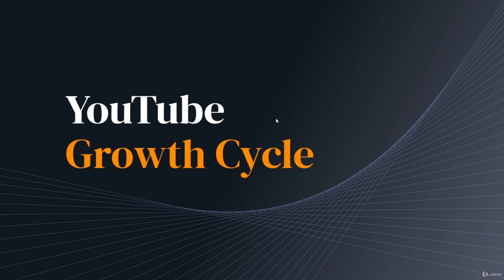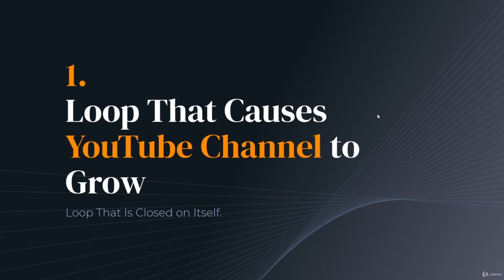So what is the YouTube growth cycle? The YouTube growth cycle is actually a loop that causes a YouTube channel to grow. This is a loop that is closed on itself. To be fair, I'm going to try to portray it to you as a single loop, but actually every single element is part of a loop on its own as well. It's a part of different loops, and every single element creates a separate loop with every other element, meaning that it's a huge loop that consists of small loops.